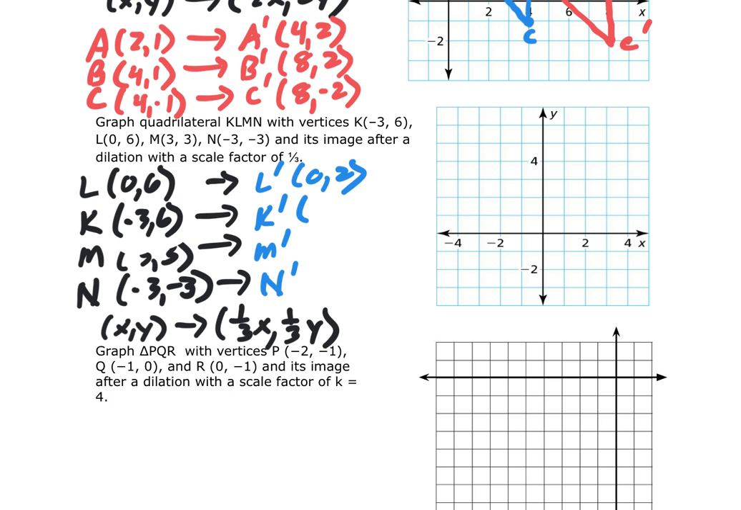Okay, on this one here, I'm going to divide by 3. Negative 3 divided by 3 would be negative 1. 6 divided by 3 is 2.